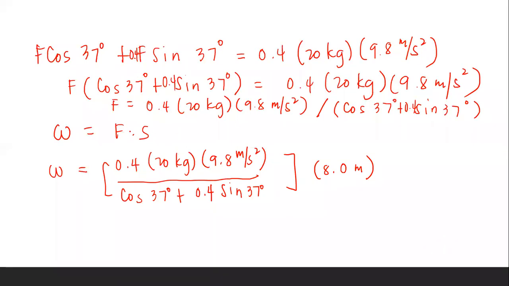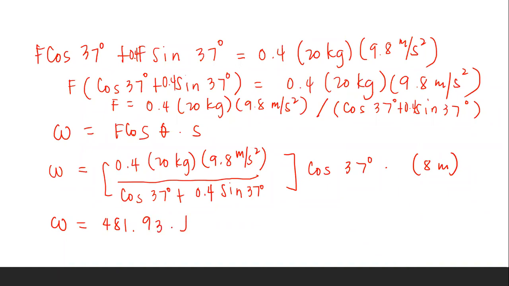It should be F cosine theta times S, because this value is only F. So it should still have a cosine 37 degrees, times cosine 37 degrees times 8 meters. There. Work is 481.93 joules.